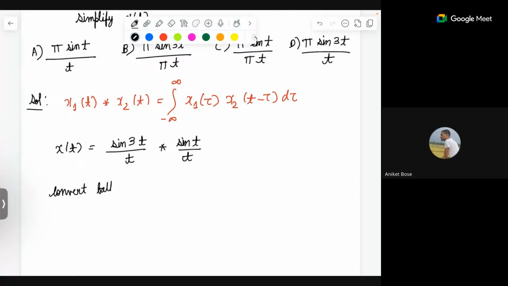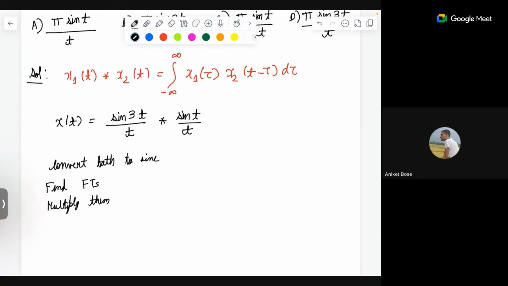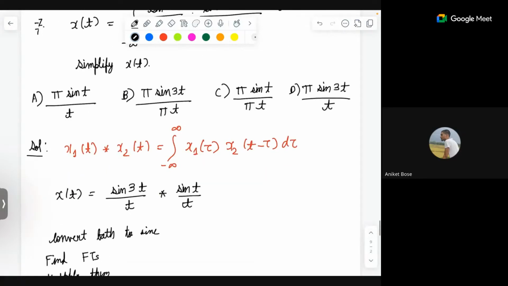Convert both to sinc, find Fourier transforms, multiply them, then you will get something simplified, and then convert it back to time by computing the inverse Fourier transform. So these are the steps you have to do.